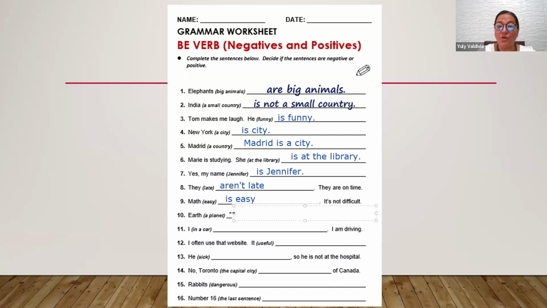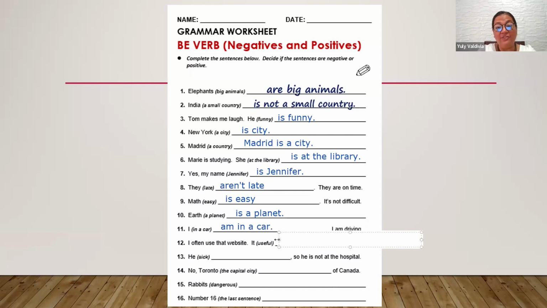Earth. Okay, let's think about Earth. Earth is el planeta Tierra, so Earth is a planet, right? Wonderful. I'm driving. Okay, so the correct alternative is I am in a car. Great. I often use that website. If I often use it, I say it is useful. Wonderful.